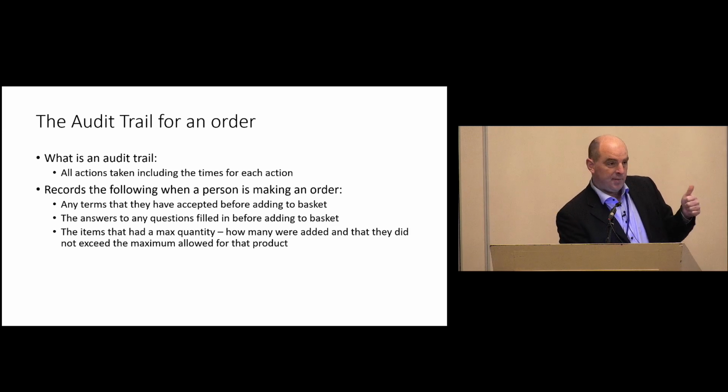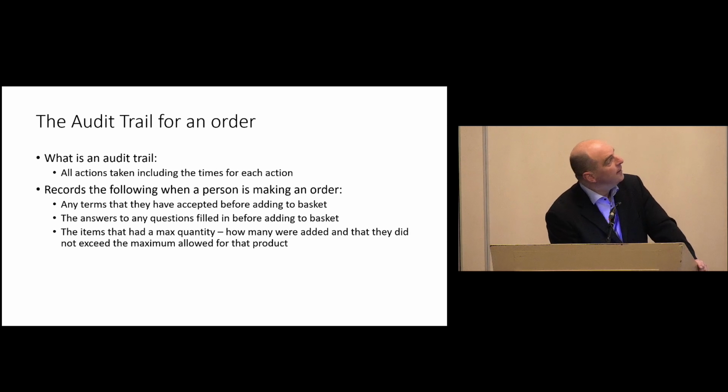If they accept a term and condition, it puts in the time they accepted it, what the text was that they accepted, and what answers they filled in for the questionnaire. If you have a big, long 15-question questionnaire, or try and keep it short if you can, say 10 questions for Viagra, it will record all the answers they made. And if they've added items that have a max quantity, it will tell you the quantity they added versus the maximum quantity you allowed. So that'll also be added to the audit trail.